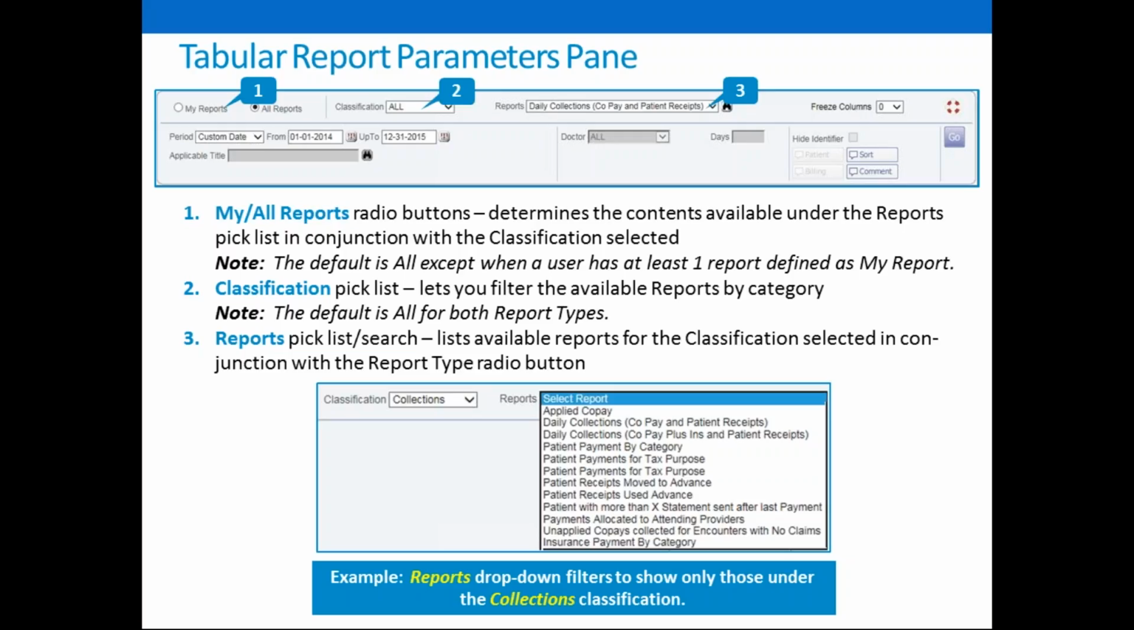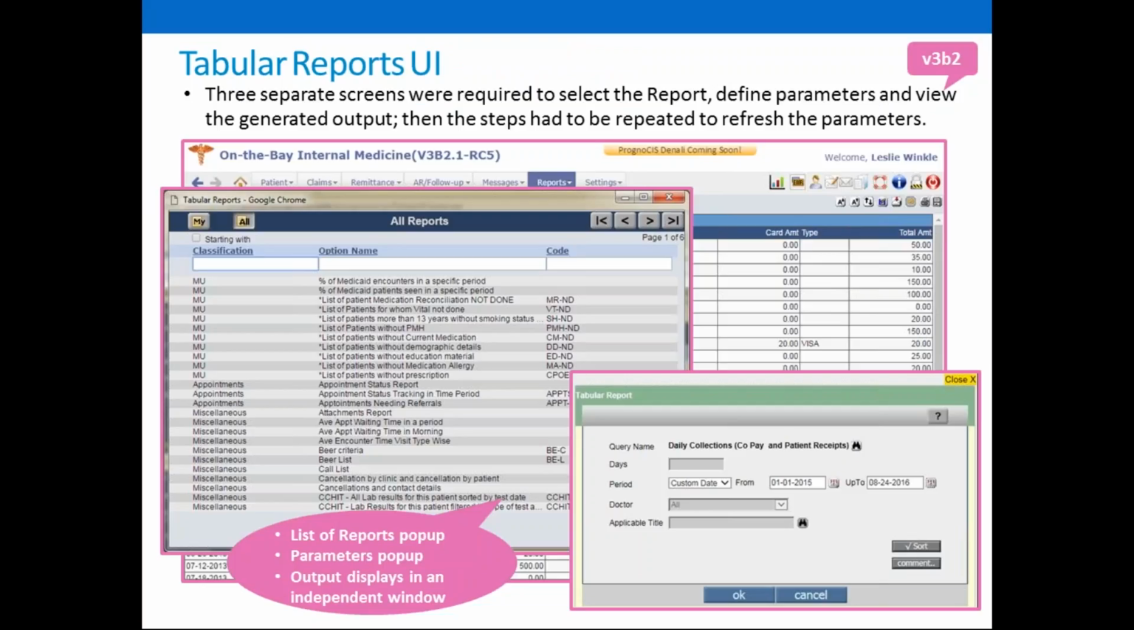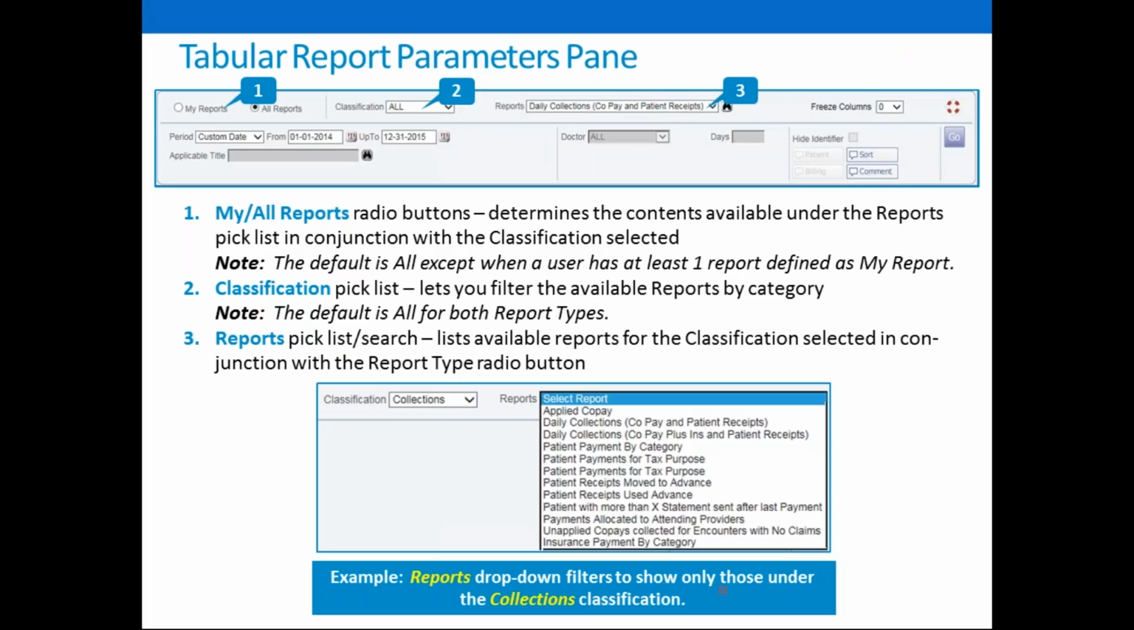And if you choose different classifications, the report name filter is filtered automatically to that classification only, so that you're not searching through hundreds of reports like you do now in this screen, where all reports are listed. So it gives you an opportunity to make the search a lot more user refined and tailored.